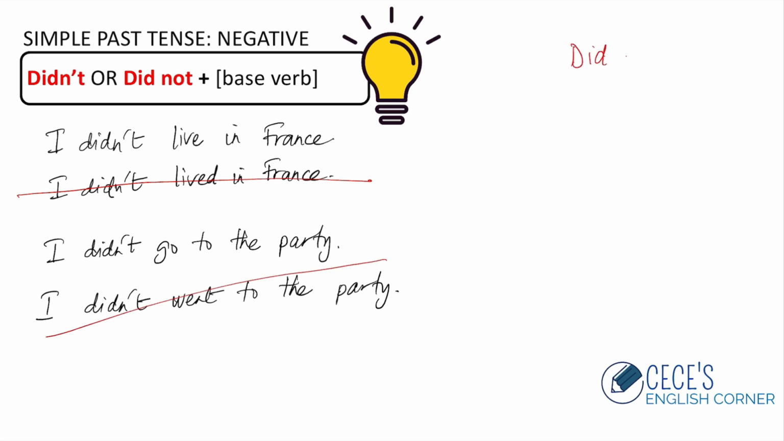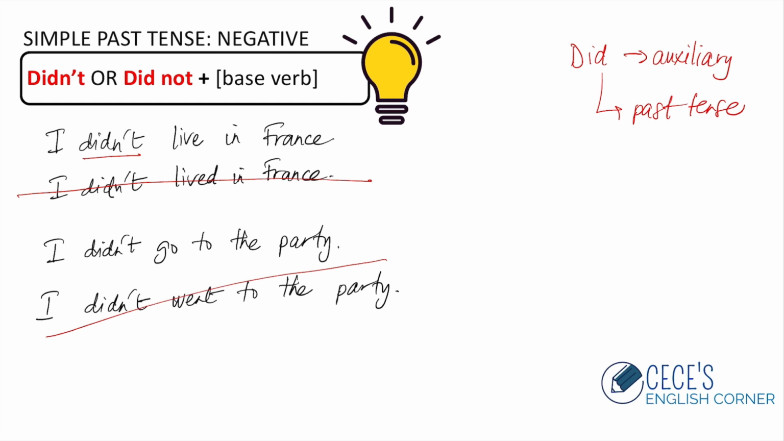Did is what we call an auxiliary or helping verb. When you conjugate it, you don't need to also conjugate the main verb. Did and the main verb go together and function as one unit. Did is already in the past tense, so we don't need to also make the base verb past tense. If you look at the previous examples, I didn't live in France, the didn't is the past tense already, so we don't need to also make live past tense.